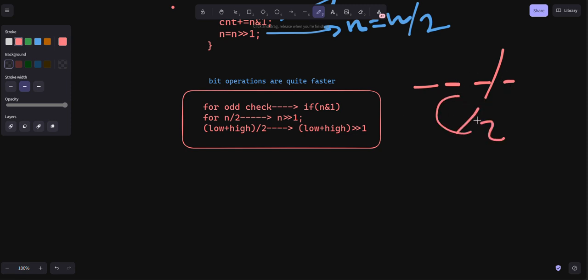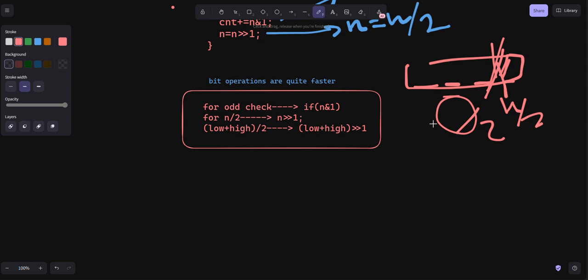So instead of dividing by 2, like even in my previous lectures, you might have seen that when doing the permutations, we used to first consider these and then break it. So how to break it? We were using n by 2, right? Instead of this, you can just use the right shift operation. So it is quite faster, hence they use it. Fine, so that's the case.